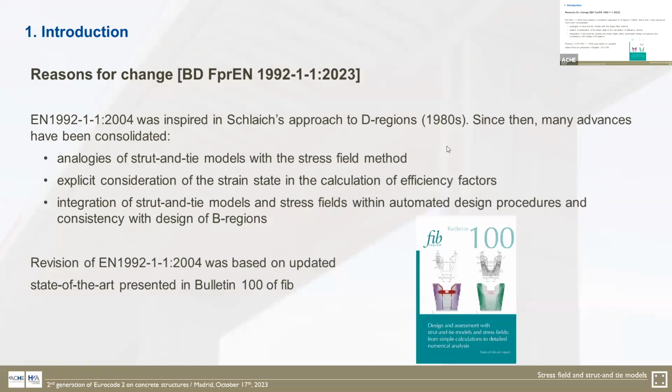And the basis for the revision, so the compilation of the state of the art at that time, was the one that was compiled in fib Bulletin 100, that was done by Working Party 2.4, that was already accounting in a very explicit manner for all these aspects. So that was, I would say, the document that was considered, and at that time it was in the process of being finalized, and that was being considered to improve the state of knowledge. So all of these came into the new provisions.